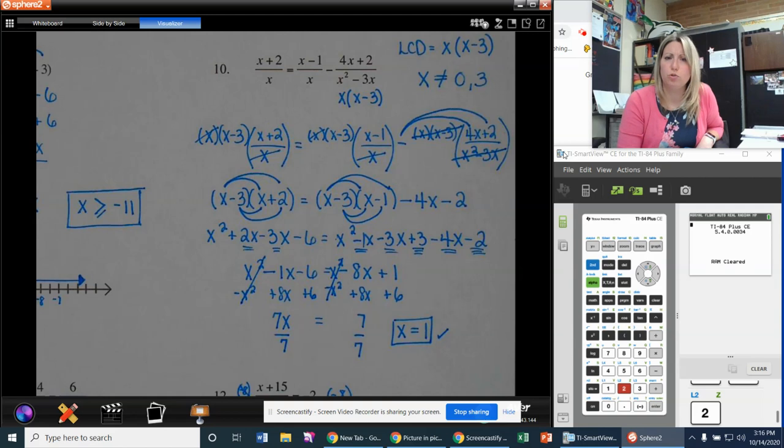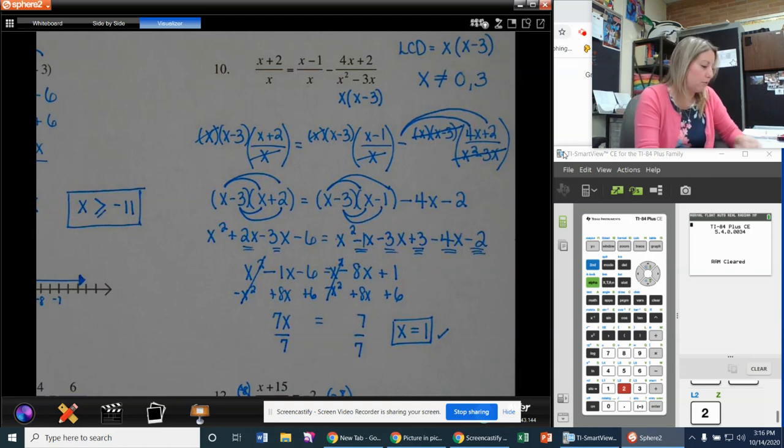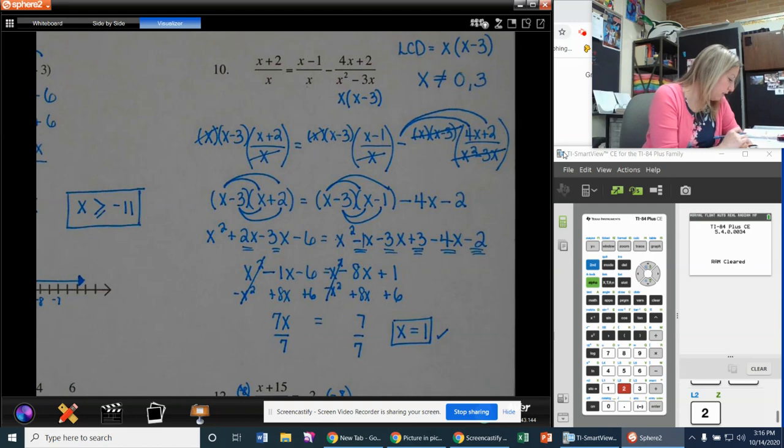Nice and easy. Whew, looked so complicated. Ended up having some canceling, so we're okay. Right? That's why you got to try them, because they look like they're going to be really difficult. And we get enough cancellations occurring that they end up not being that difficult. All right, last one.